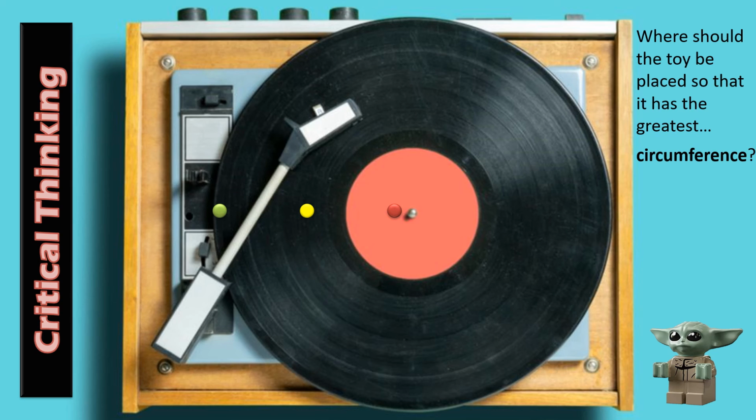Well, how about this one? Critical thinking cap should be on. Where should the toy be placed so that it has the greatest period? Pause the video and think about it. Which would give you the greatest period? Okay, hopefully you had time to think about it. Well, I'm going to do a little animation here. Let's rotate the record player and let's see what happens to those points.